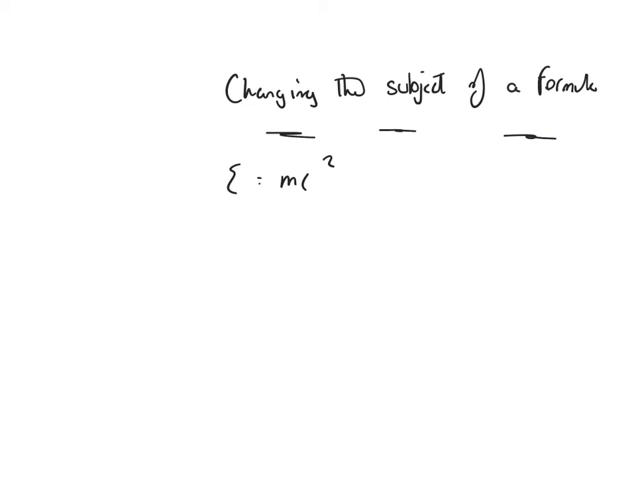What it does is it connects a rule between different things. For example, a very famous one is E equals mc squared, where E is energy, m is mass, and c is the speed of light. Now that equation is set up to calculate energy, so that's the subject. We would call that the subject of the formula. The subject of the formula is when you've got something on its own equal to everything else in the equation. So E equals mc squared, we would say that the subject is E.